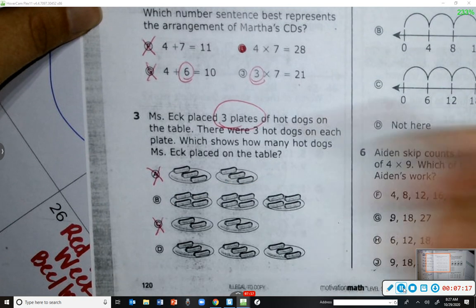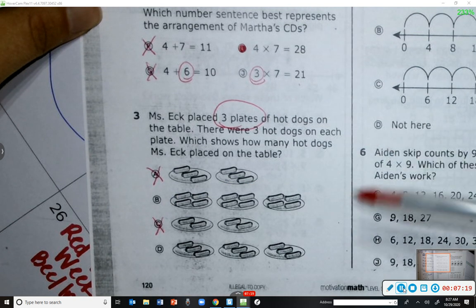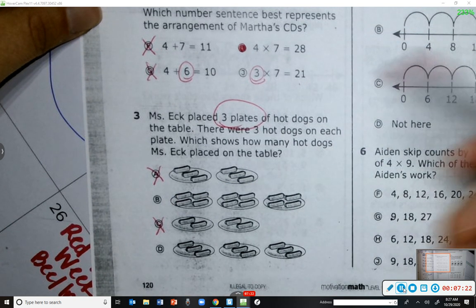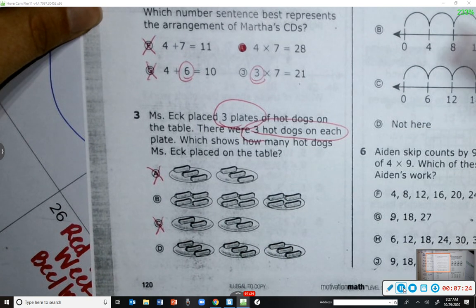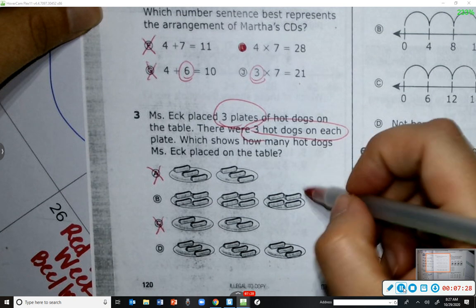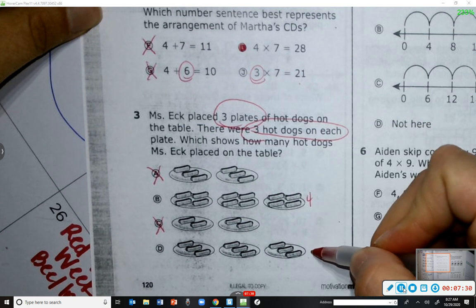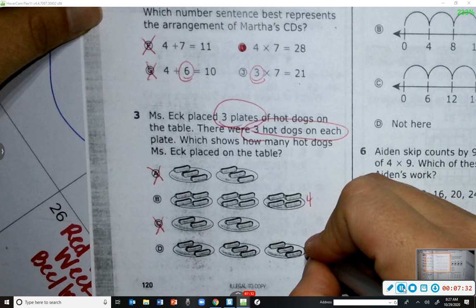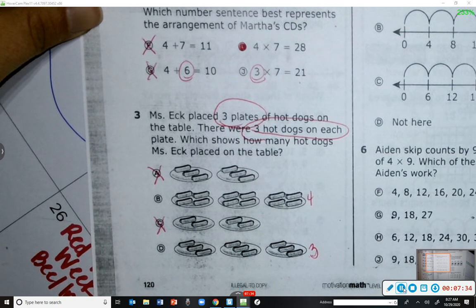A and C. Okay? How many hot dogs are on each plate? 3. 3 hot dogs on each plate. So now I need to check. B has how many? 4. D has 3. So which one is correct? D.